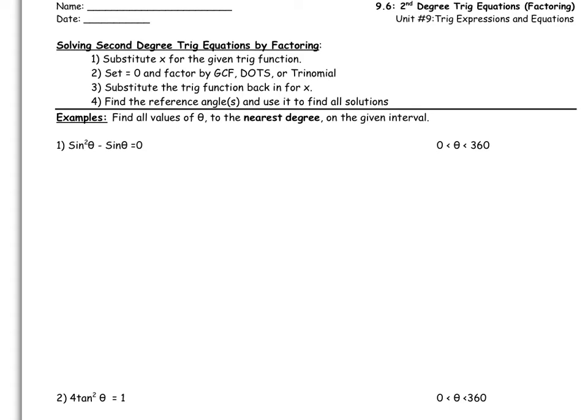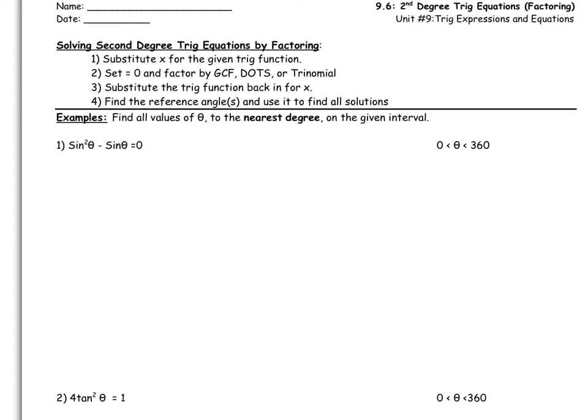Hi everyone, today we are going to discuss solving second-degree trig equations by factoring. A second-degree trig equation is simply something that has a squared in it. So this example right here, example number 1, is a second-degree trig equation. And the way that we're going to solve these is that we're going to first substitute x for the given trig function. And if you look at example number 1, what is the given trig function?